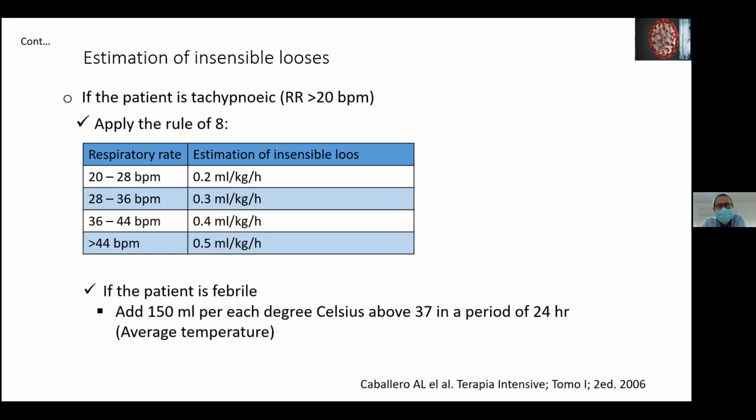As well, if your patient is spiking fever, in a period of 24 hours you have to add 150 ml per each degree Celsius above 37. That temperature is the average in 24 hours.